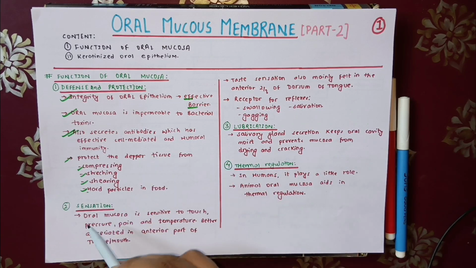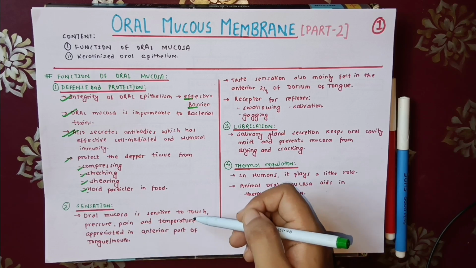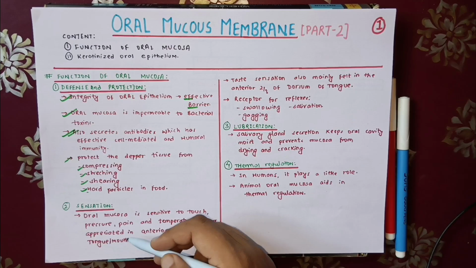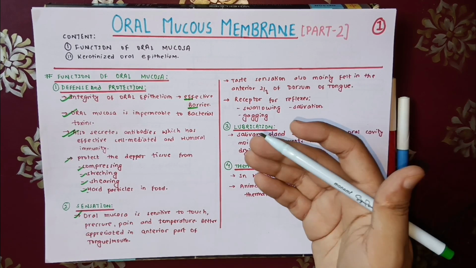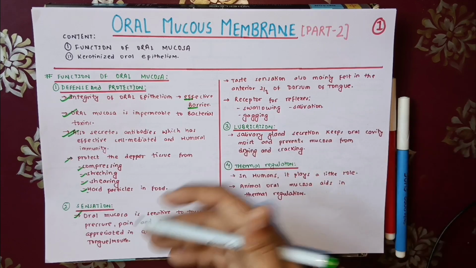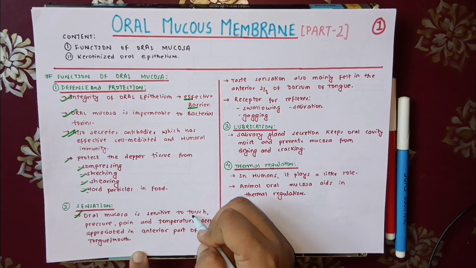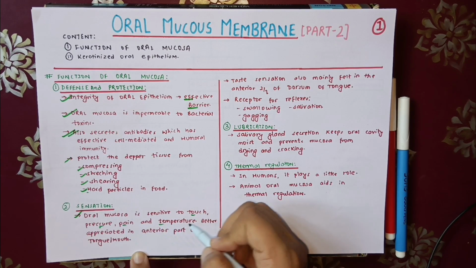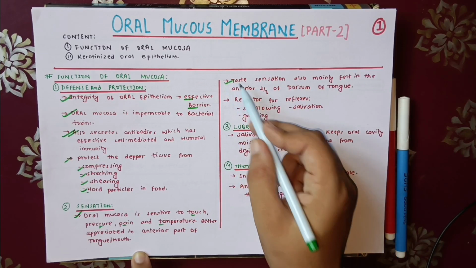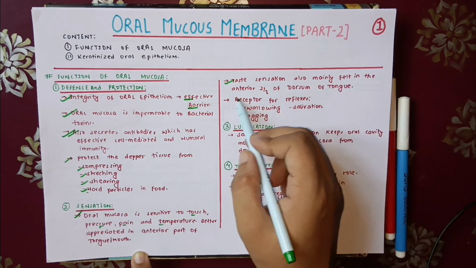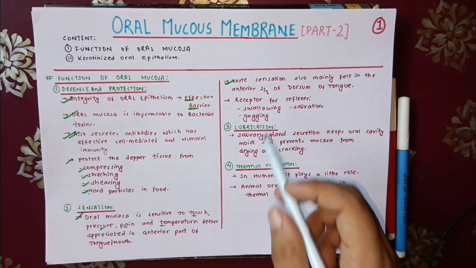Another function is the sensation function. Oral mucosa is sensitive to touch, pressure, pain and temperature, better appreciated in the anterior part of the tongue or the mouth. Sensation means the oral mucosa should sense the stimuli. So these are the general sensations. And taste is a special sensation, mainly felt in the anterior 2/3 of the dorsum of the tongue. The tongue is responsible for this taste sensation.